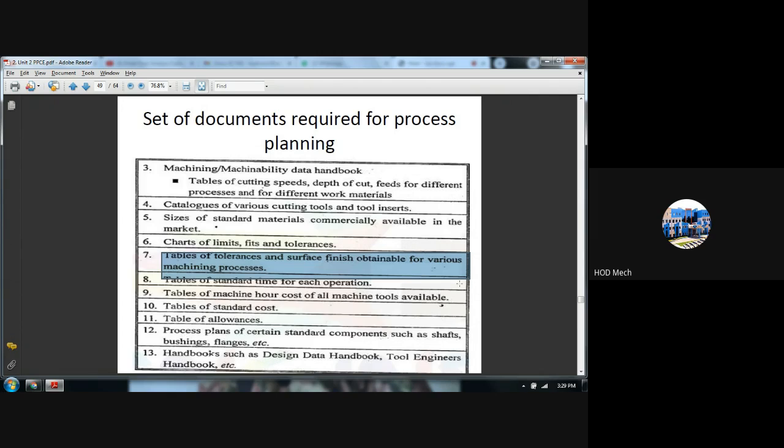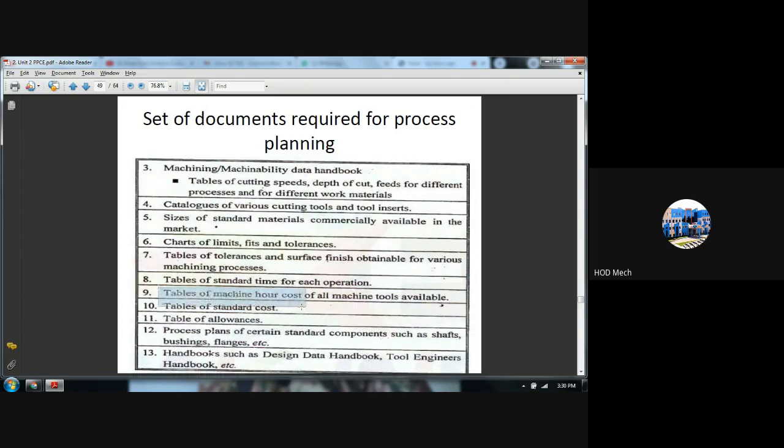What will be the ability of the machine? Right? So that is very important. Then comes tables of standard time of each operation. Standard time, in the sense, is how much time it will require for me to complete the task. Or drilling standard time, how much time it will take.